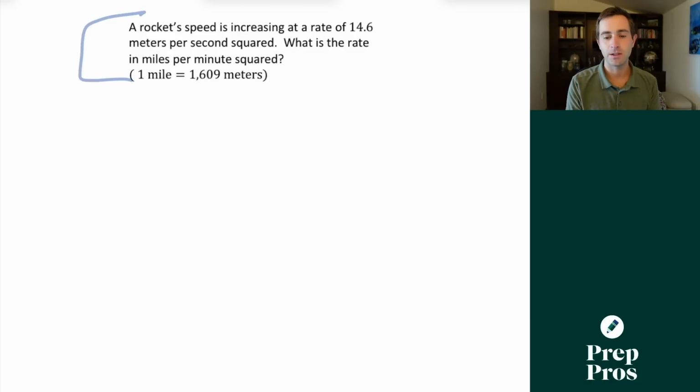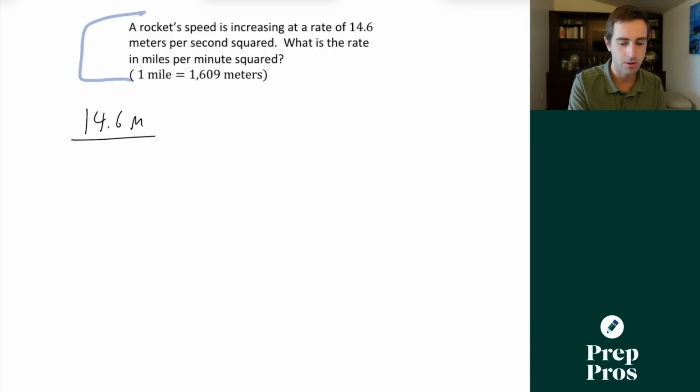A rocket's speed is increasing at a rate of 14.6 meters per second squared. So I do 14.6 and we'll do meters. And then here, a really important part, we want to take note that per is a code word for divided by in math. And since we're going to have our second squared, we need to square that unit. So we're going to have over 1, and I'm just going to do second squared. Now from here, what is the rate in miles per minute squared?